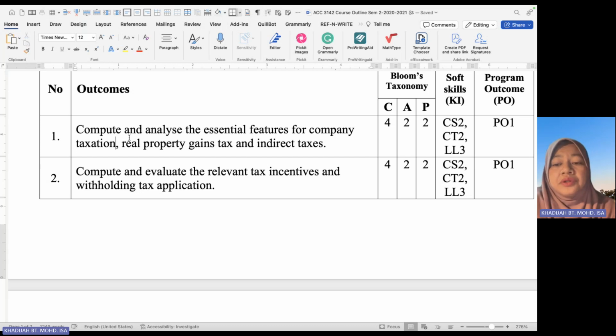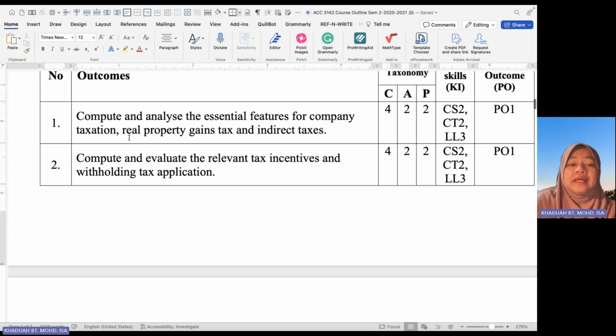Because your advice should be supported by some computation to show that you should go for incentive 1 because that gives you the lowest tax liability, or maybe because of the tax exemption, for example. So all these things, we're going to look into how to compute all these tax incentives.